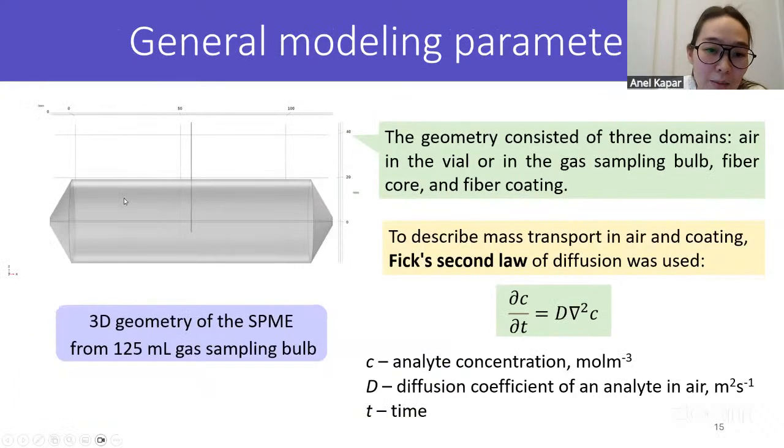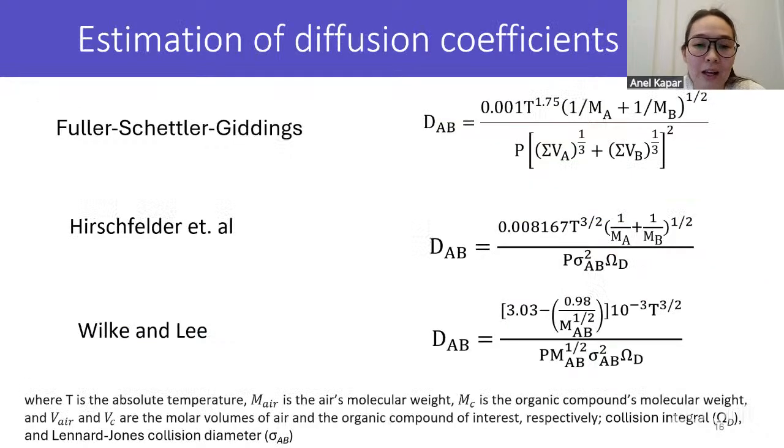The mathematical model considers the geometry of the sample, which in this case consists of three domains: air in a gas sampling bulb, fiber core, and fiber coating. To describe the mass transport in the system, Fick's second law can be used. To ensure modeling accuracy, several empirical methods for prediction of diffusion coefficient in air were evaluated in the model. These methods are Fuller, Schettler, Giddings, Hirschfelder, and Wilke-Lee.